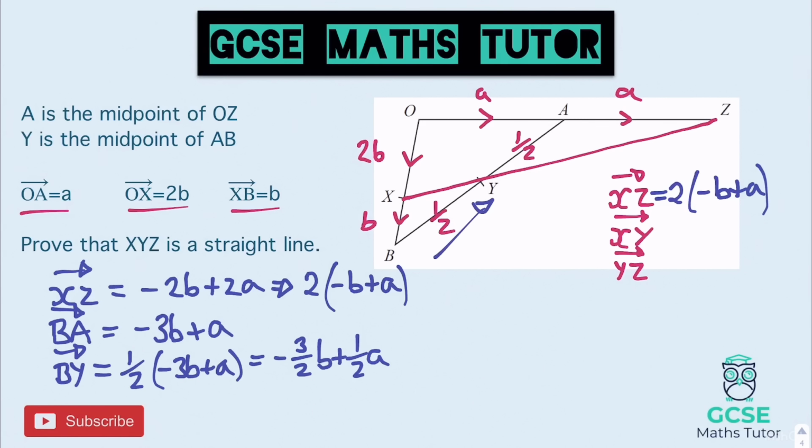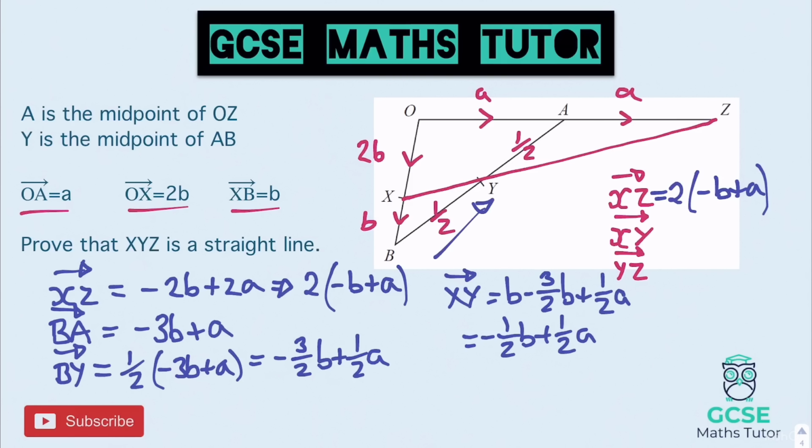Now we can move from B to Y, so we can get from X to Y. Let's have a look at that one. From X to Y, we can go down that b, so b, and then add in this vector here, minus 1.5b plus the half a. If we simplify that all down, 1b take away 1.5b, as we saw on the last one, is minus a half b. So minus a half b plus that half a. And again, we can factorise that. If we factorise the half out, we get one half of minus b plus a.